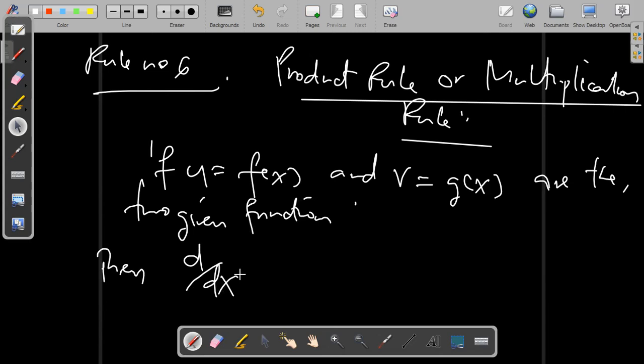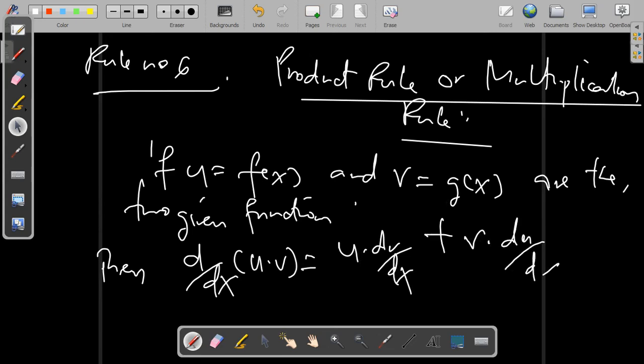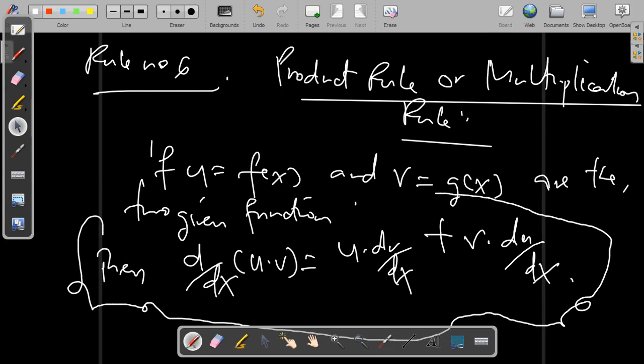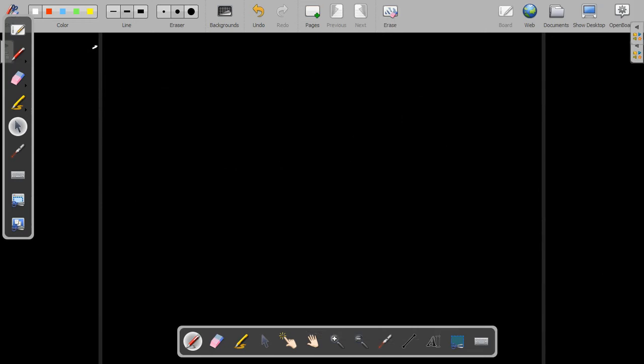Then d over dx of u times v will be equal to u times dv over dx, plus v times du over dx. So this is the common form that we apply under what is known as the product rule or multiplication rule. Let's consider an example on the product or multiplication rule. The first example.